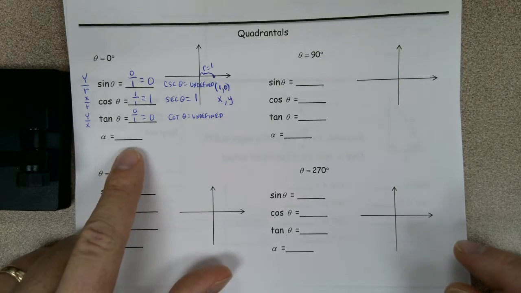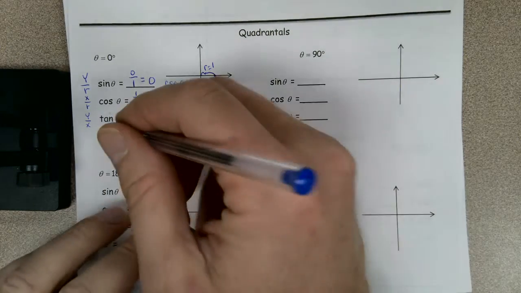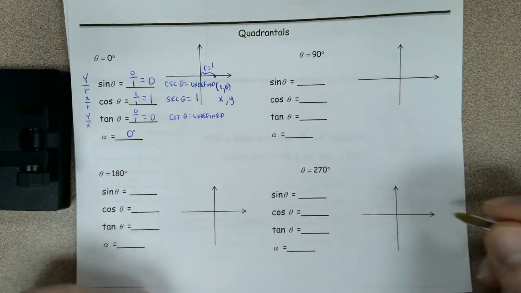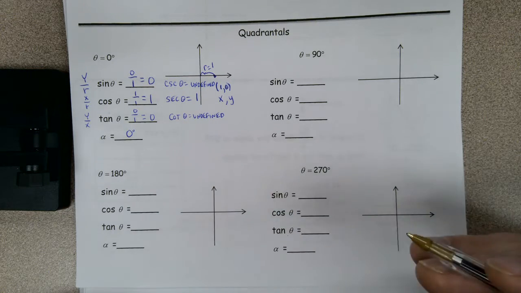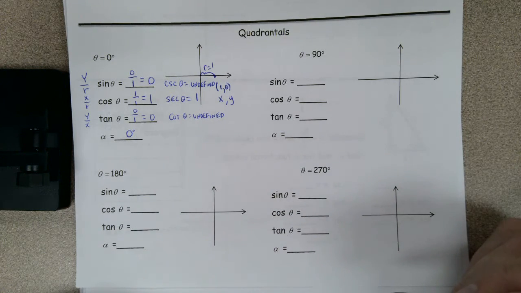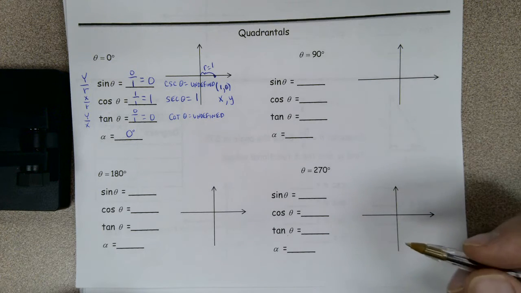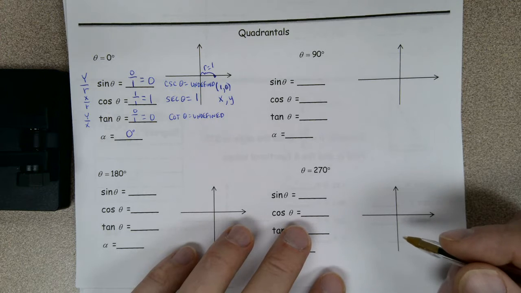Now my alpha value, in this case, alpha is just simply going to be 0. Remember, it's going to be between 0 and 90. So anytime the quadrantal is on the x-axis, it's going to be 0. Anytime it's on the y-axis, it's going to be 90. And like I say, we're going to do an example of each one of those.